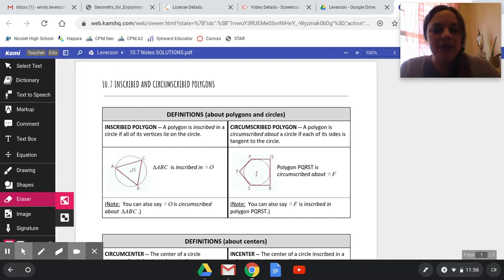So a couple of definitions. Take a look at the definitions for inscribed polygon and circumscribed polygon. Pause, read, hit play. So you just read about inscribed polygons and circumscribed polygons. When you say inscribed, you mean it's inside. When you say circumscribed, you mean it's outside, okay?